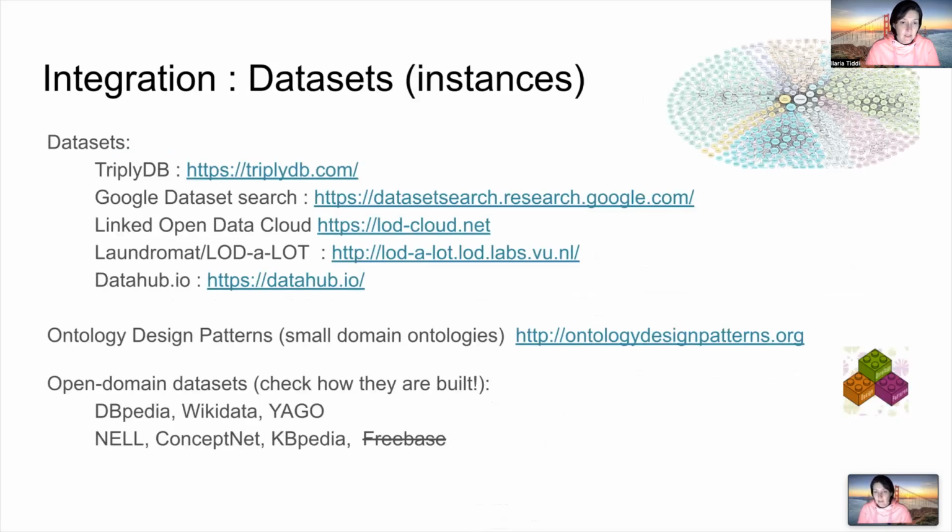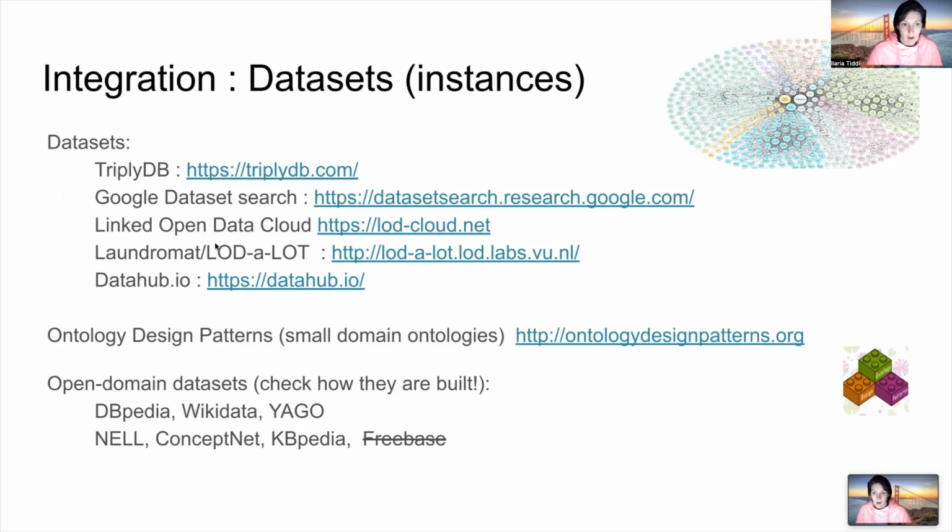We say the integration can be done at different levels. There's the possibility of integrating existing data sets, instances from existing data sets into your own knowledge graph. In the tutorial in class, we will look at how to do that in GraphDB. But for the moment, here is a list of, these are mostly dataset hubs. So these are buckets or websites where you can go and search for a particular dataset of a particular topic.